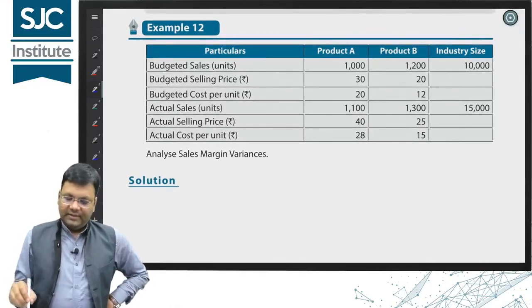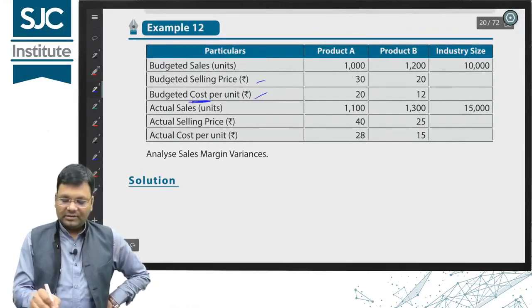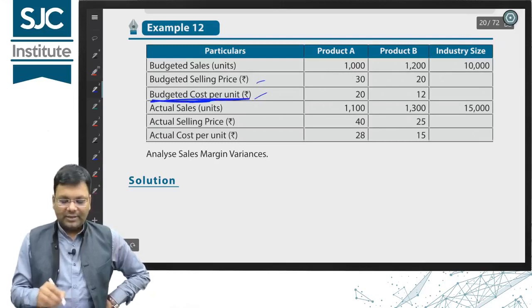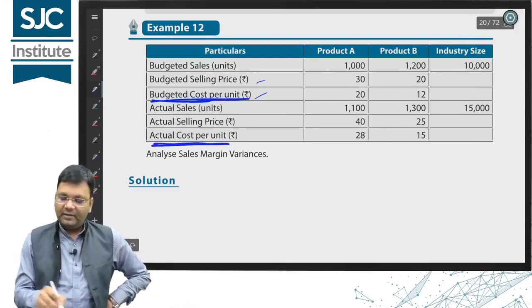So here if you see, sales is given units, and then price, then cost are given. We need only budgeted cost, okay? We don't need actual cost. Actual cost, even if it is given, it is of no use, you can ignore.